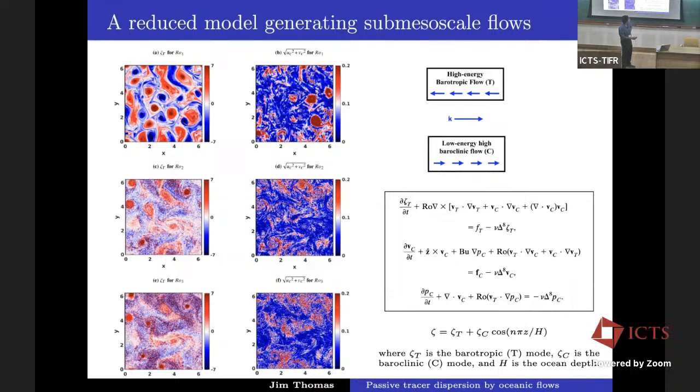This is an illustration of the flows this model can generate. We are looking at these two flow components on the left and right, in the two columns, and Rossby number is increasing from top to bottom. This is the lowest Rossby number flow, so it looks more like 2D turbulence, what we saw earlier in this talk. You get big vortices forming.